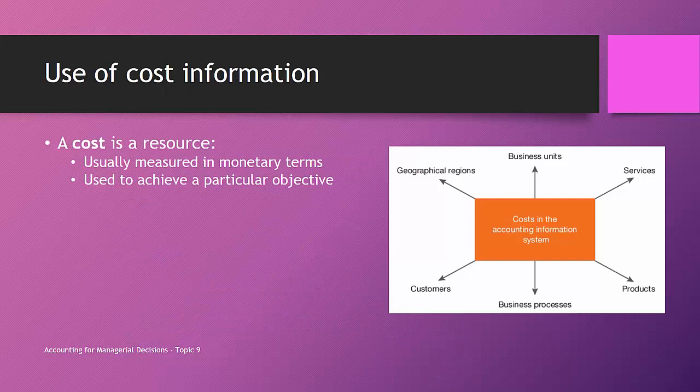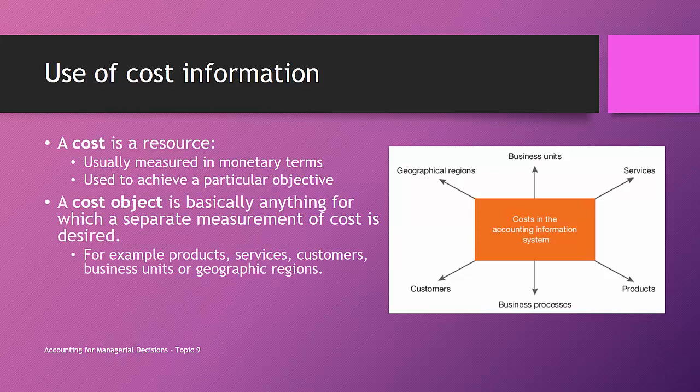So to begin with, a cost is a resource and it is going to be measured in monetary terms. Now, obviously, you can consider costs in many ways, but given this is an accounting course, financial monetary terms is a really useful way to think about it. And a cost is also something which is used to achieve a particular objective. Now that is obviously going to be dependent on what the business or the organization is trying to achieve. So a cost object is basically anything for which a separate measurement of cost is desired.